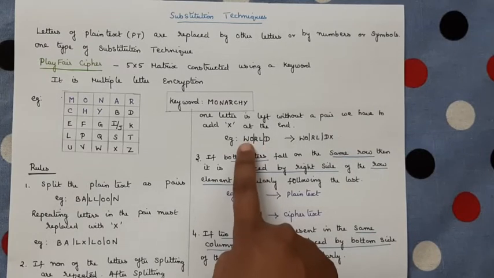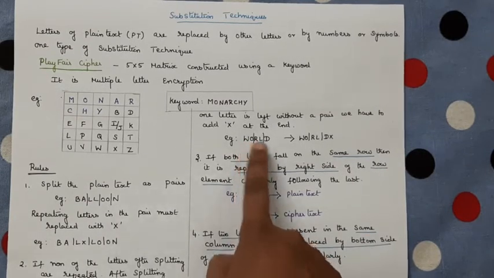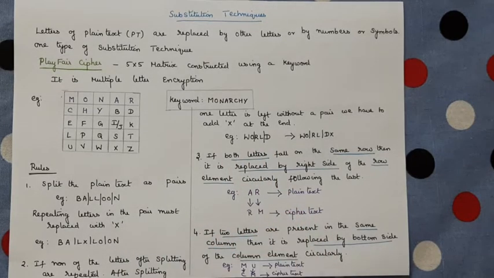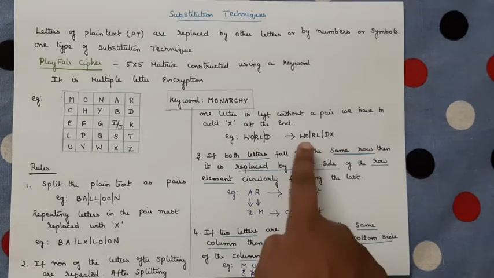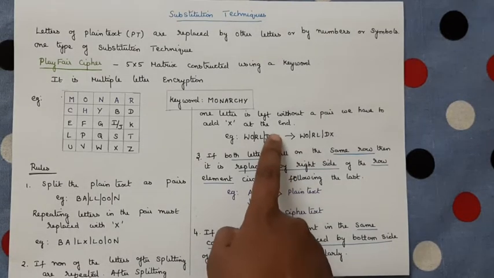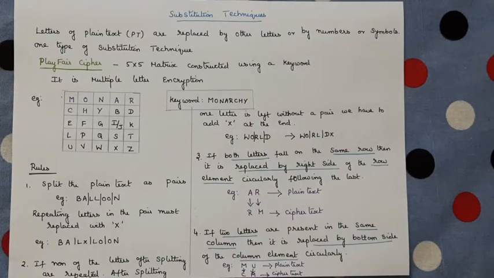So here, none of my letters are repeated. Here it is W, here it is O. These are two different letters, and R and L are two different letters. Here none of them are repeated, so I can't introduce X anywhere between these two pairs. I need to introduce my X at the end, after D. So this is another way.